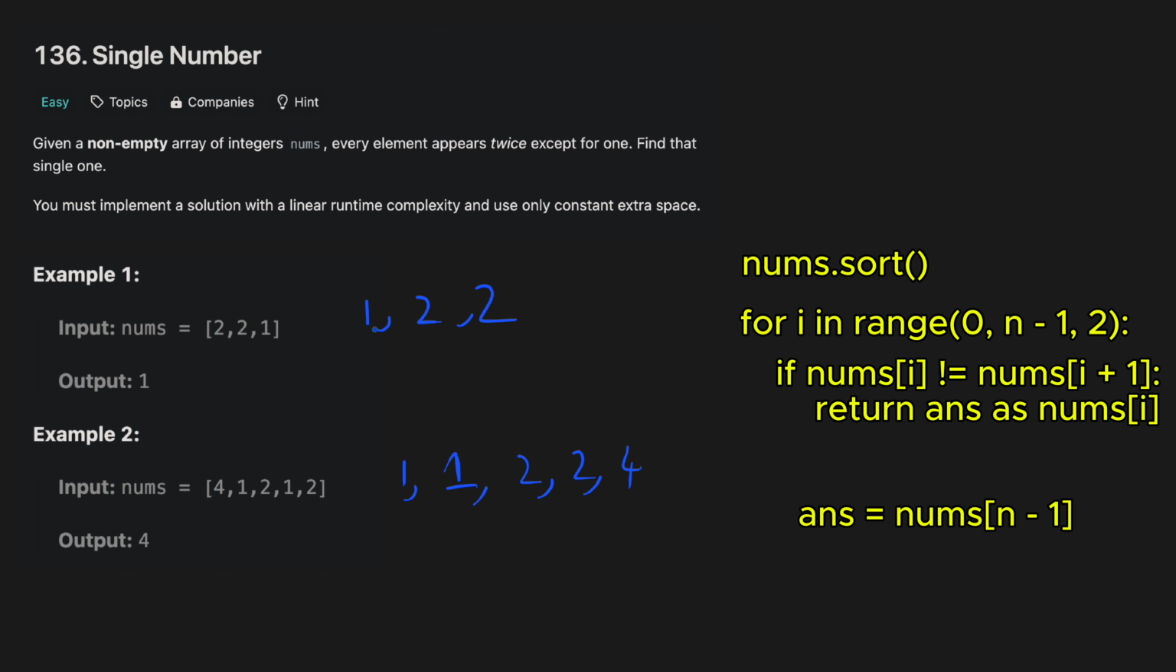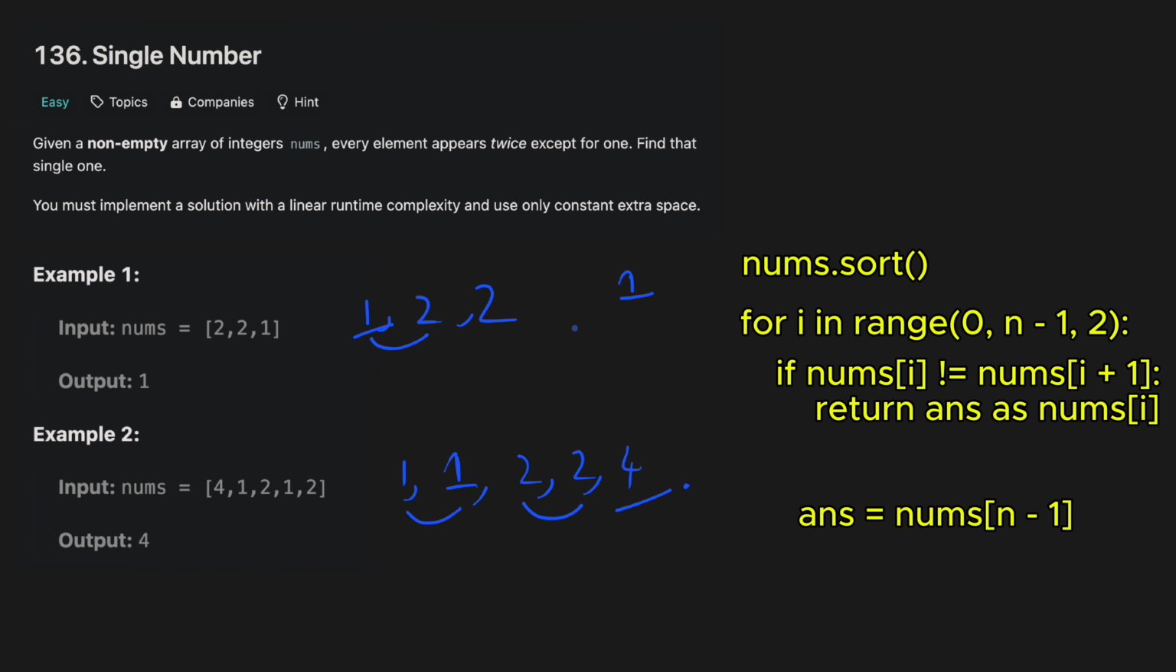And if we go through the array without finding any mismatches, the last element in the array must be the single number. For example, for the sorted array in example 1, we compare elements 1 and 2 in a pair, and because they don't match, we find a mismatch, so we will return 1 as our answer. Similarly, for the sorted nums array in example 2, we again compare elements in pairs. So we compare 1 and 1, they are the same. Then we compare 2 and 2, they are the same. Now there are no more pairs to compare, so the last element 4 is the single number.